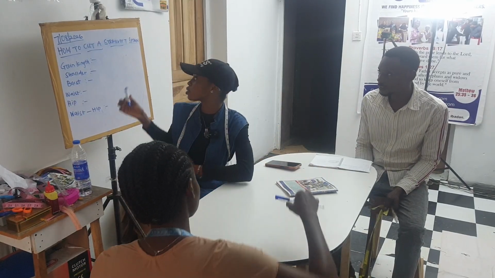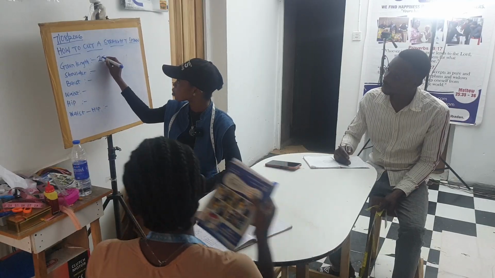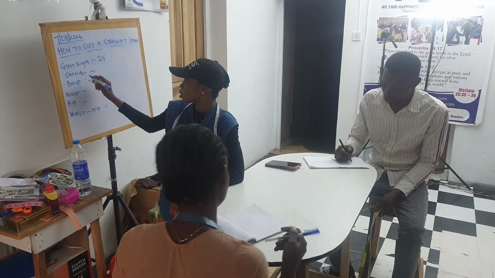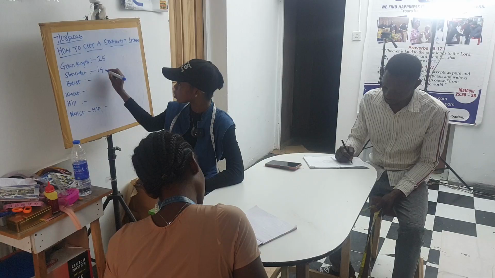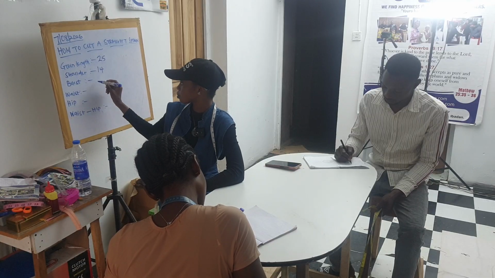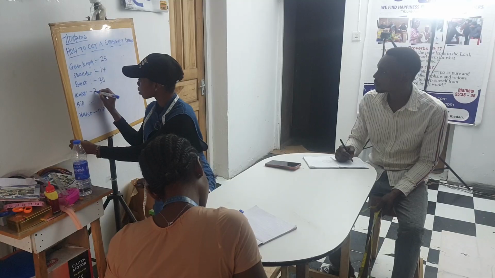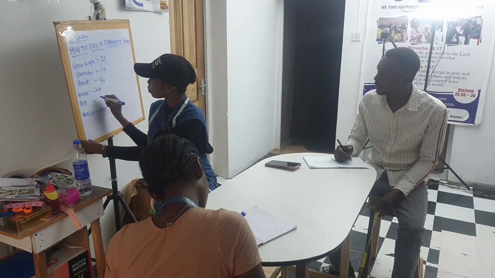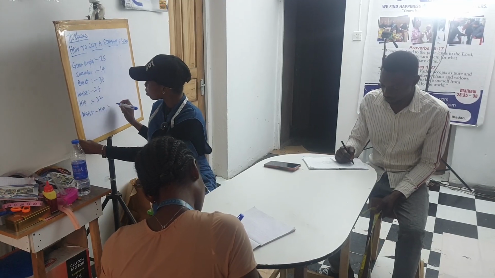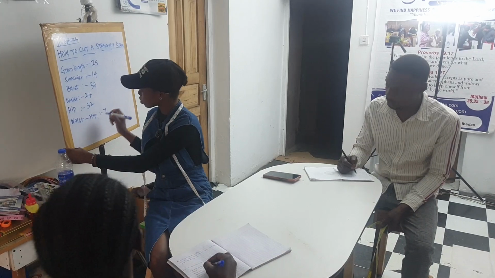So using a gown length of 25, shoulder to shoulder of 14, bust of 30, waist of 24, hip of 32, waist to hip of 7.